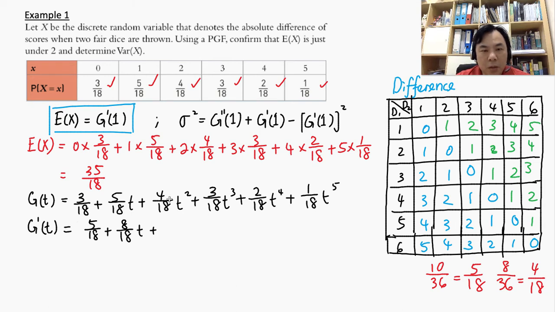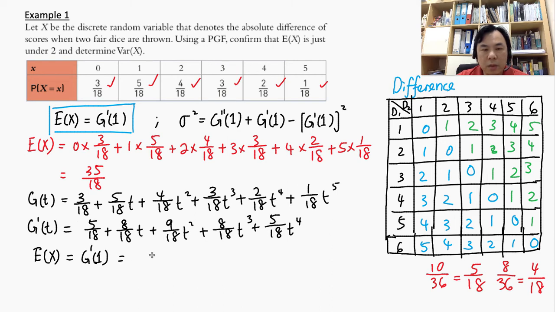Okay, so 8, and then I have 9 over 18 t square. I have 8 over 18 t cube. And then finally I have 5 over 18 t^4 there. Right. So therefore, my expected value can be obtained by substituting 1 into my first derivative. So from there, I will get 5 over 18, 8 over 18, 9 over 18, and finally 5 over 18 there.